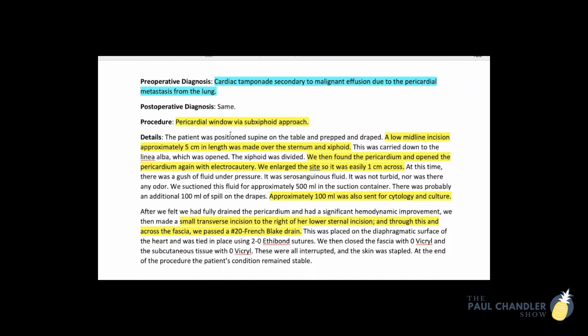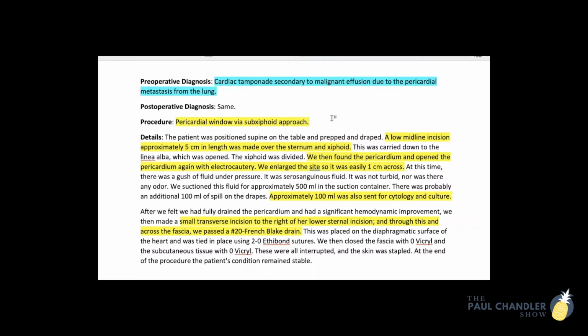So that's what I pulled out besides the procedure up on top, the pericardial window via xiphoid approach. All the yellow stuff in the details is just information that I extracted out that could be important, depending on how many different CPT codes we have to narrow down. So like I said, I like to do the procedure codes first.